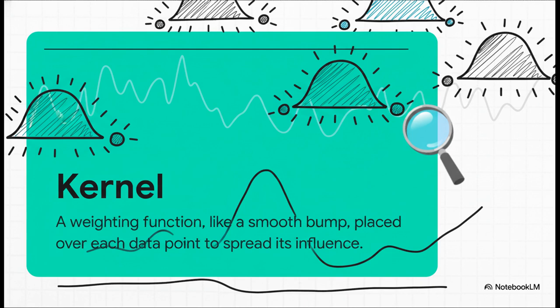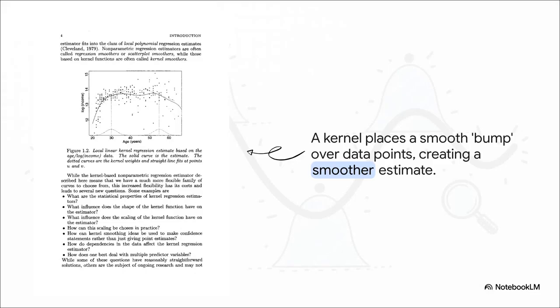The easiest way to think about it is like a little smooth, symmetric bump that we put over each data point. It basically lets that point's influence spread out to its neighbors. And wow, just look at the difference this makes. Instead of that clunky rectangular box from the bin method, we're now using a smooth shape like this Gaussian or bell curve as our kernel. We're basically putting one of these little smooth bumps over every data point and then adding up all their influences. The result? A much, much smoother and more believable trend line.